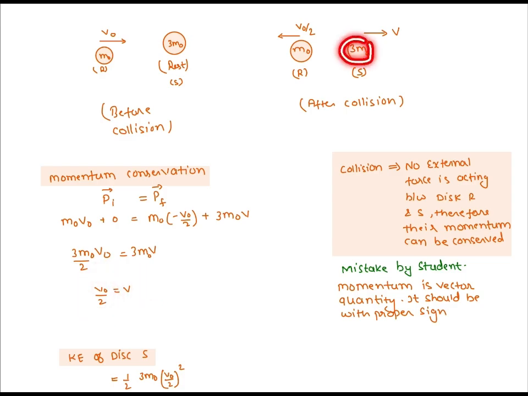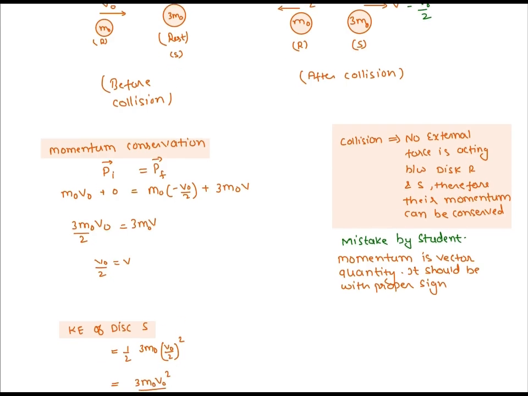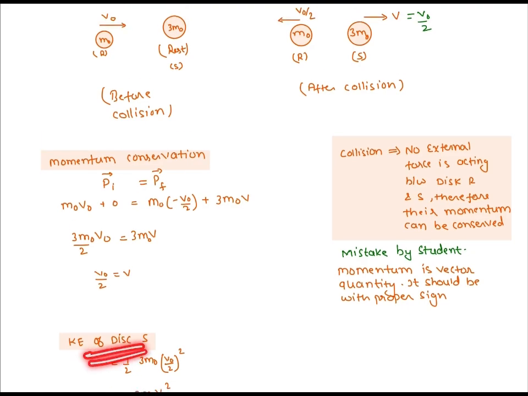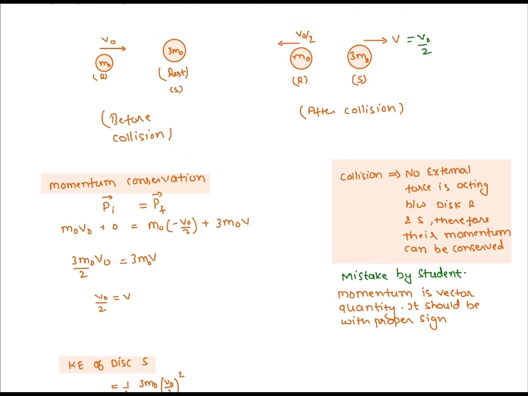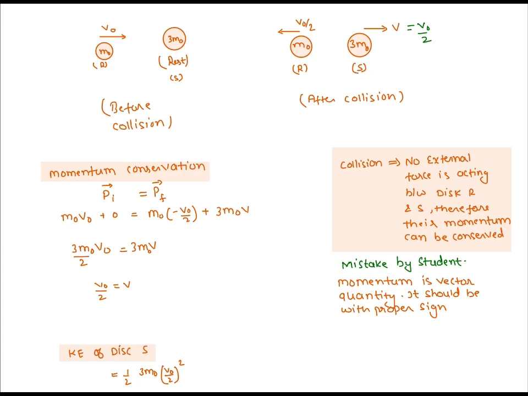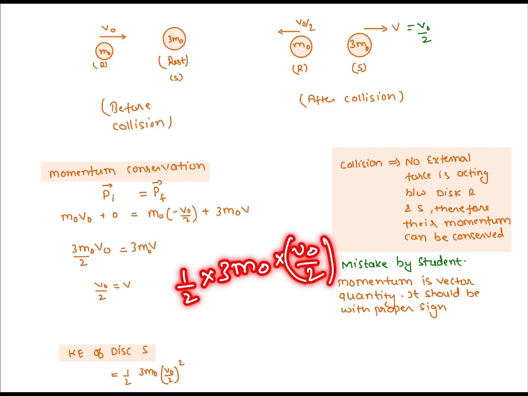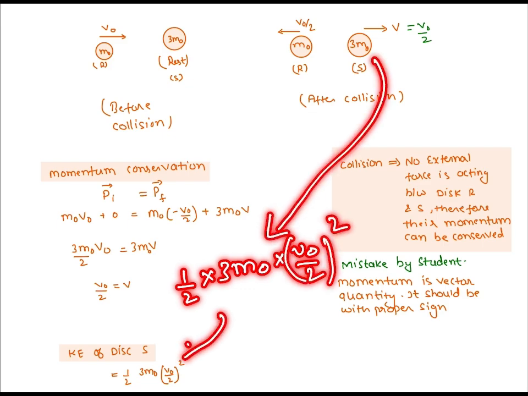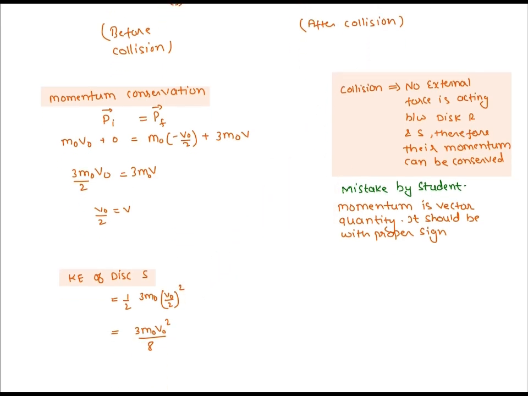That means this 3m naught mass was found to be moving with velocity v naught by 2 towards right. So now, what is the kinetic energy of this disk? It should be equal to half, its mass is 3m naught and its velocity is v naught by 2. So this is half mv square. This is its kinetic energy, which comes out to be 3 by 8 m naught v naught square.